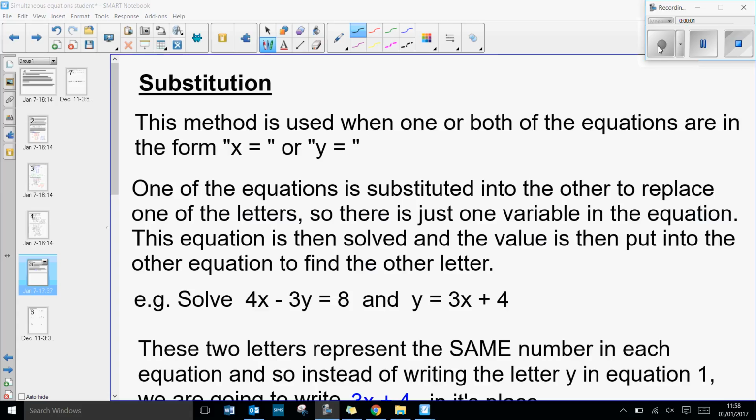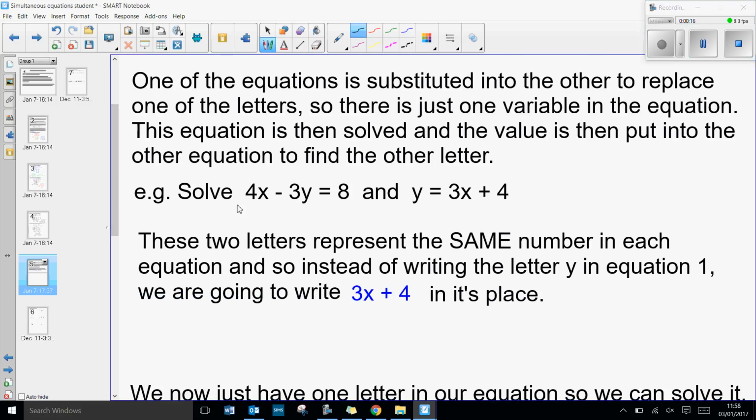Method is useful when one or both of the equations have an x equals or a y equals, rather than what we've been used to seeing, for example, 2x plus 3y equals 7. So for this example here, we've got 4x minus 3y equals 8, and y equals 3x plus 4. As you can see, because we have just a y equals 3x plus 4 here, substitution would be an ideal method to use.